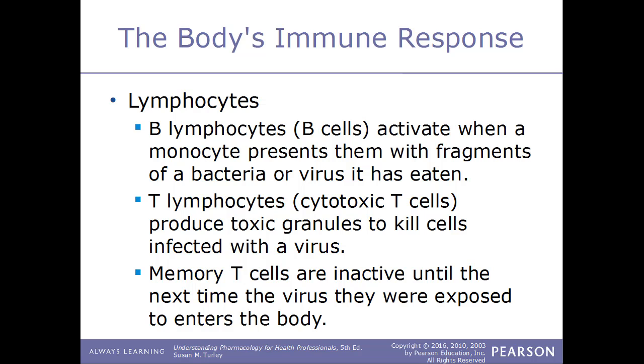A particular type of T cell called killer T cells, or cytotoxic T cells, will produce toxic granules that will kill cells that are already infected with a virus. This way they can't reproduce and release more viruses to the body. Memory T cells are inactive until the next time the virus they are exposed to enters the body.